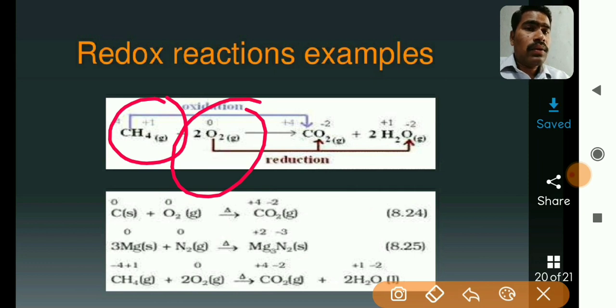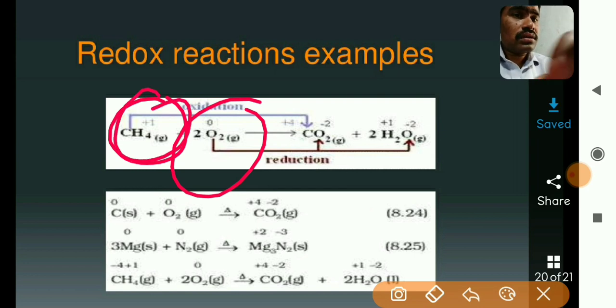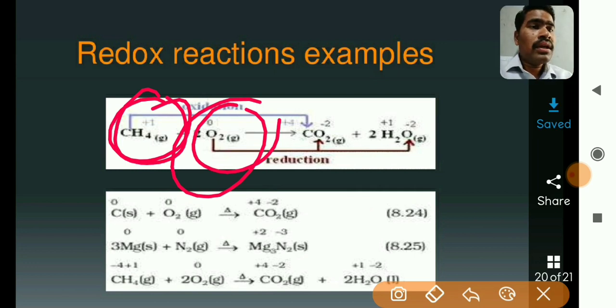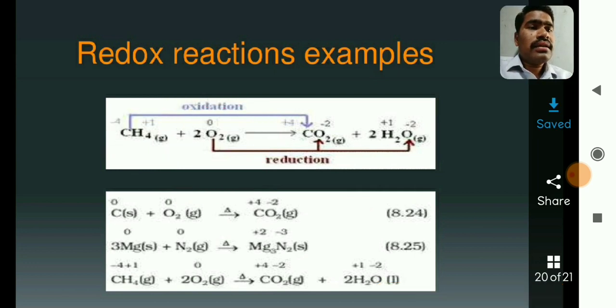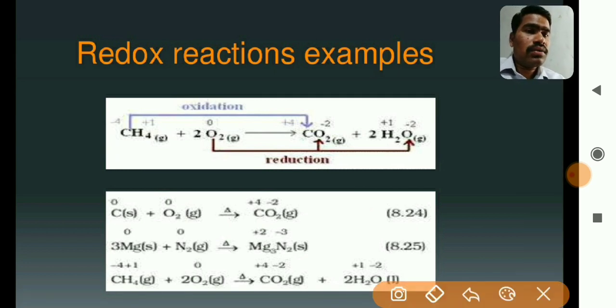Now the substance oxidized, here CH4 is the substance oxidized. The substance reduced, here O2 is the substance reduced. So by this reaction we can understand the process of how oxidation and reduction take place together. That means a redox reaction. Now in the next reactions you can try and identify reduction and oxidation: carbon plus oxygen gives CO2, and Mg plus N2 gives Mg magnesium nitride.